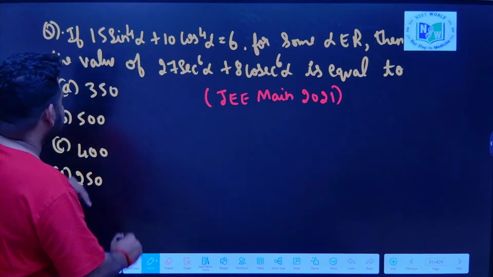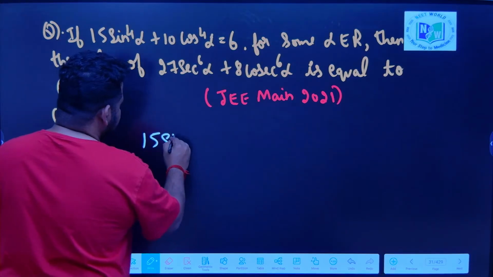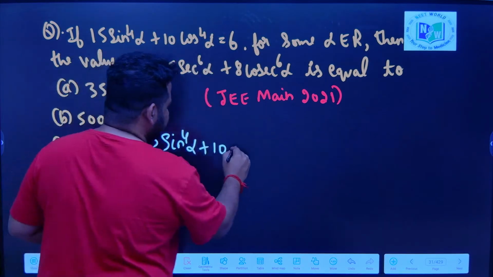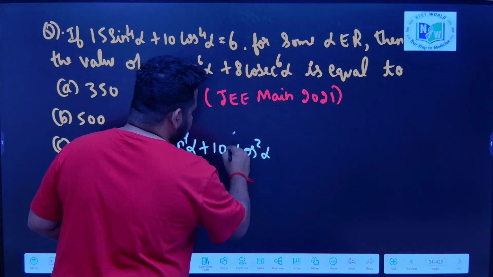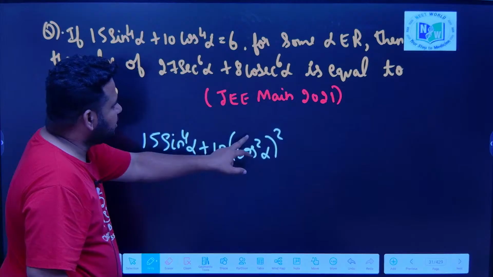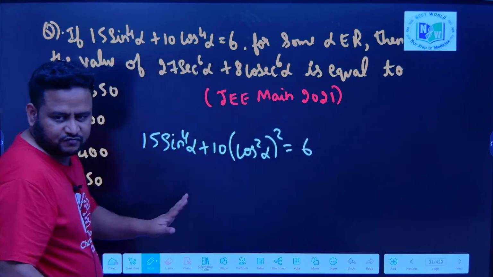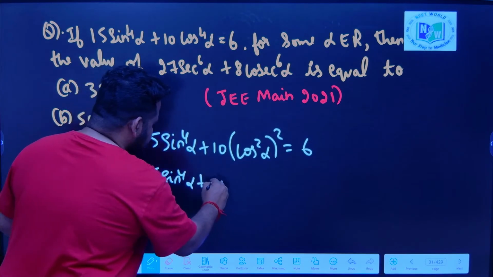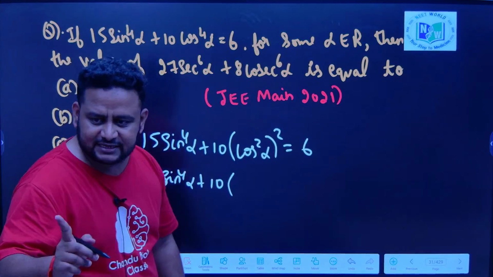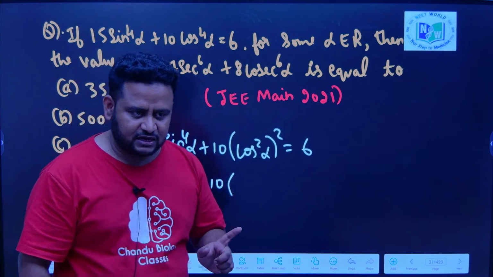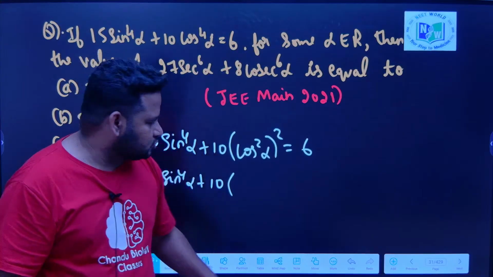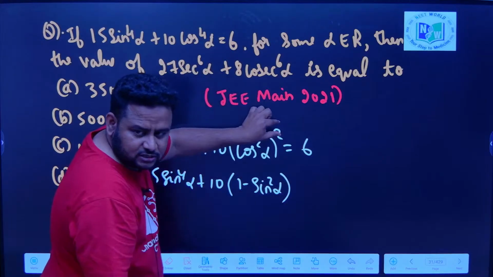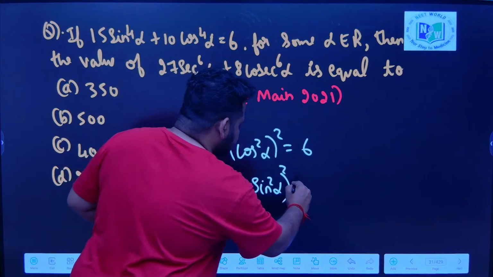Okay. So first I can write this as 15 sin power 4 alpha plus 10 into this cos power 4, which I can also write as cos square alpha whole square. Correct, no? Cos square alpha whole square, this is equal to 6. Fine. So this will become 15 sin power 4 alpha plus 10 into cos square alpha, which can be written as 1 minus sin square alpha. Cos square alpha can be written as 1 minus sin square alpha. So this will be 1 minus sin square alpha, but here the entire thing is under square, so this will be whole square. This is equal to 6.